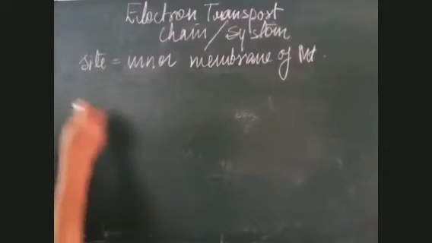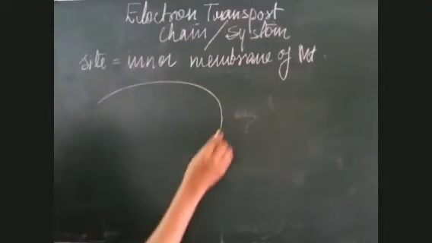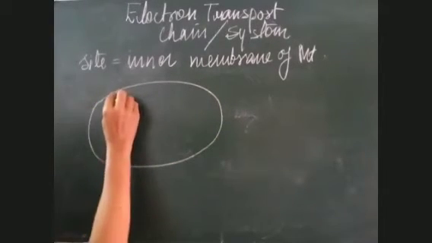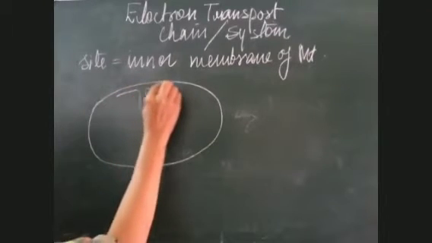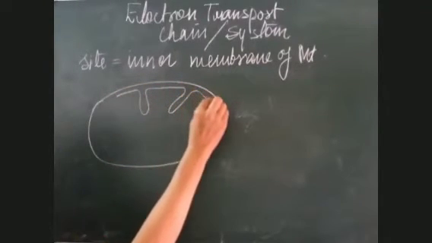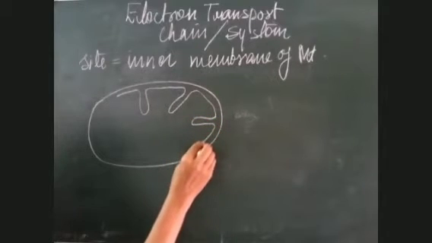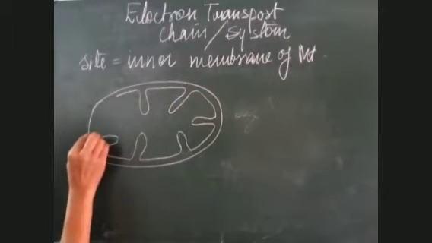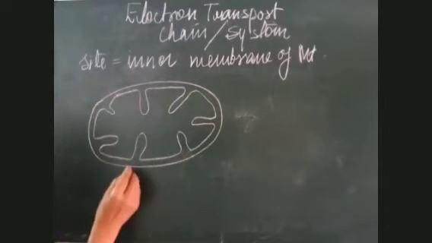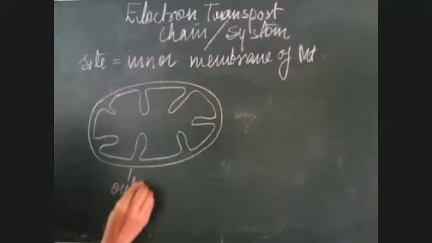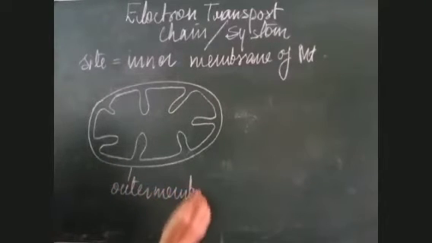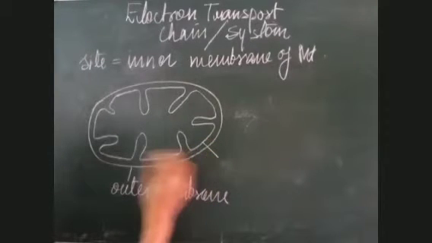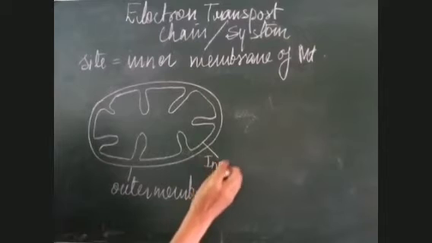Now, see, mitochondria is like this. We have this outer membrane of mitochondria. Then we have the inner membrane which has infoldings which are known as cristae. These are the infoldings of the inner membrane, known as cristae. So we have this outer membrane, and this inner membrane, which has infoldings known as cristae.